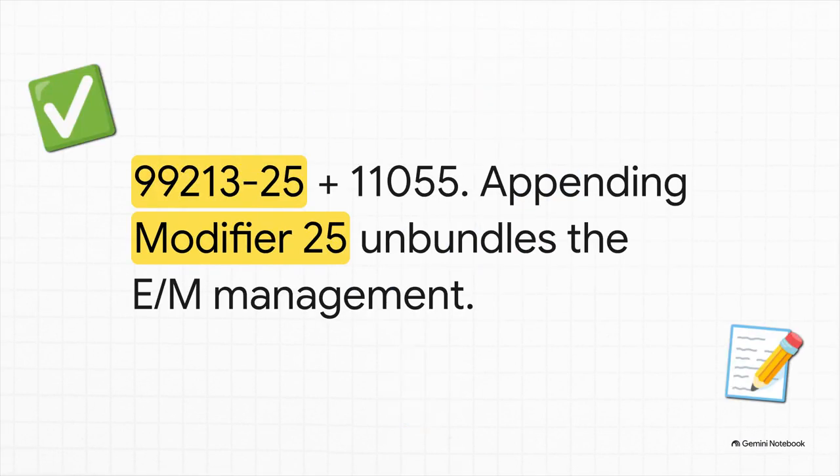And here is the answer. You bill the E/M level, let's say it's a 99232 for the hypertension management, but you absolutely must append modifier 25 to it and then bill the 11055 separately. Appending modifier 25 to the E/M code is literally the only correct way to unbundle the cognitive management of the hypertension from the minor surgical procedure of the wart removal.